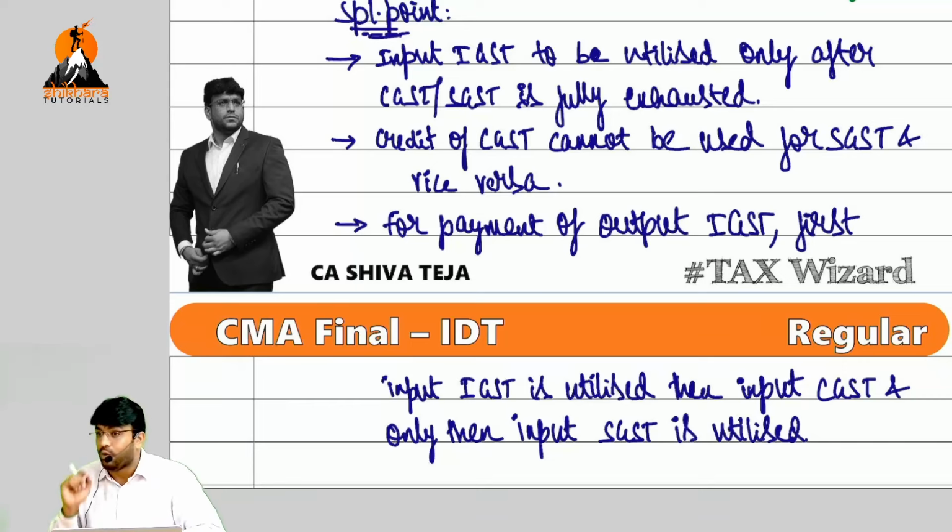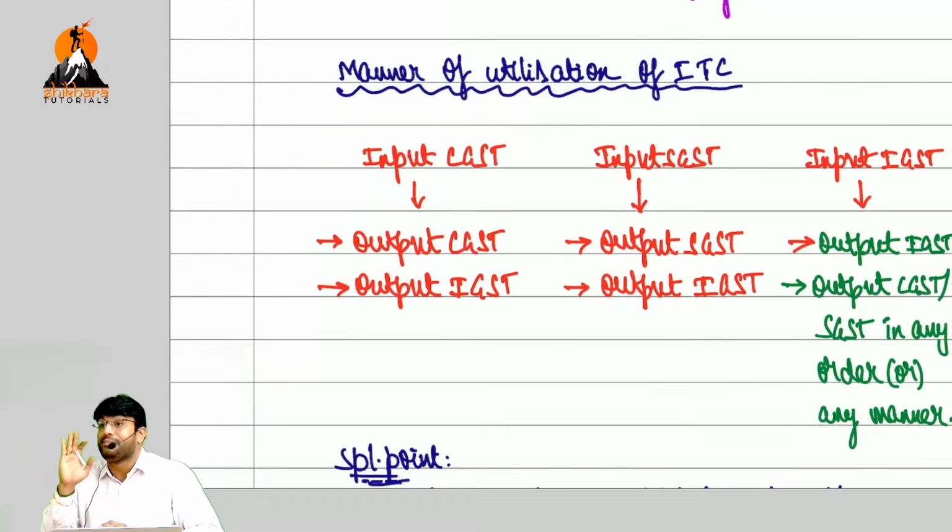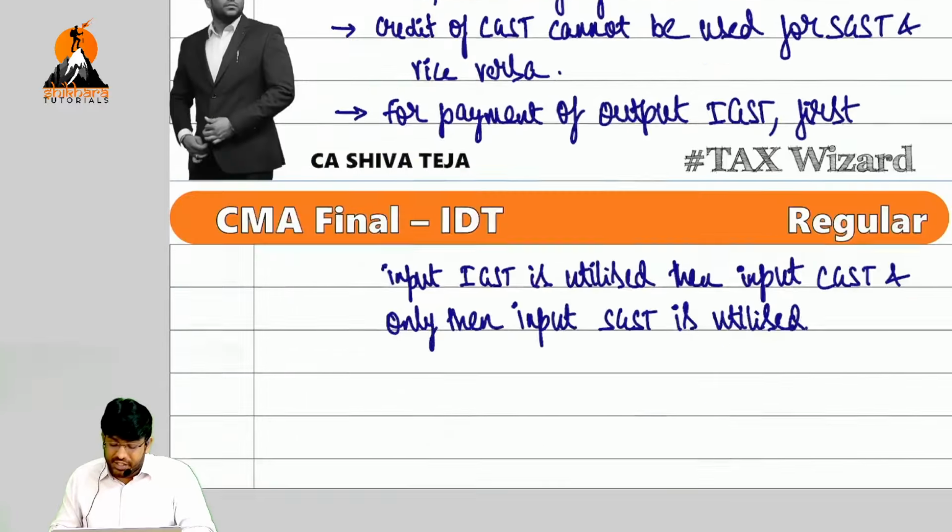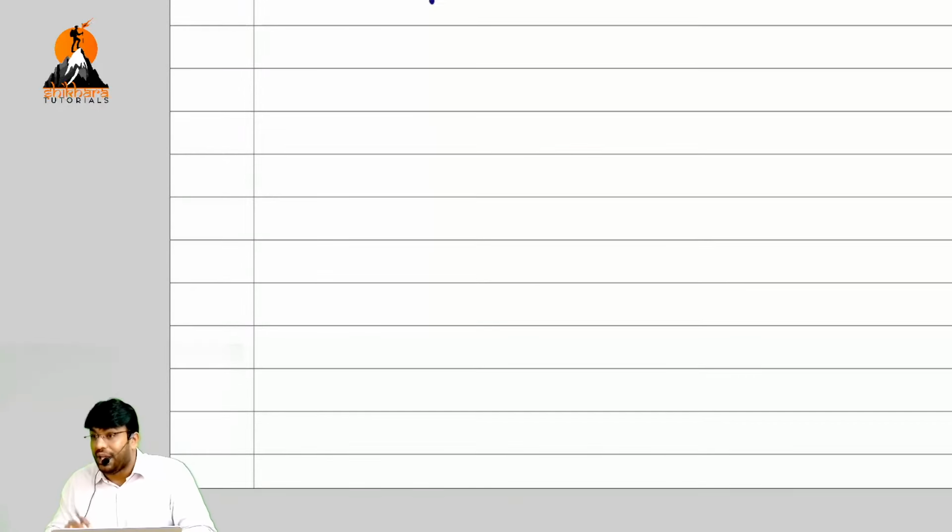And whatever table I wrote now, this table what I wrote now is mandatory. It is not optional. This is only the manner of utilization of credit. Whichever way we want to utilize, we cannot utilize. This mechanism is mandatory utilization of credit. Clear friends? Let's take an example with numbers so that complete clarity will come.